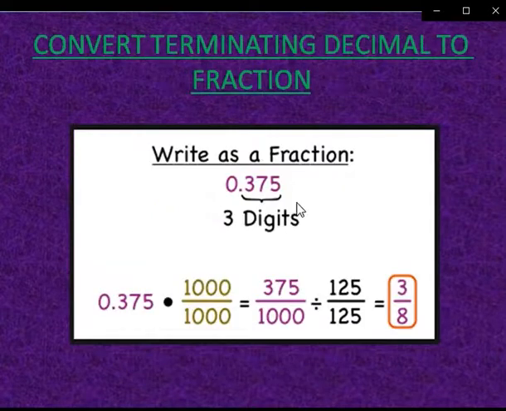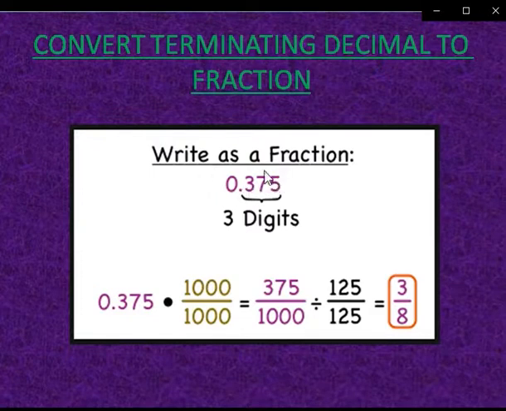Now what about converting a terminating decimal to a fraction? Here we have the terminating decimal 0.375. How many digits do we have beside the decimal point? We have 3 digits. So I have to multiply it by 1000 over 1000. Then I will have 375 over 1000. If you simplify it, you will find at the end the result 3 over 8 in simplest form.